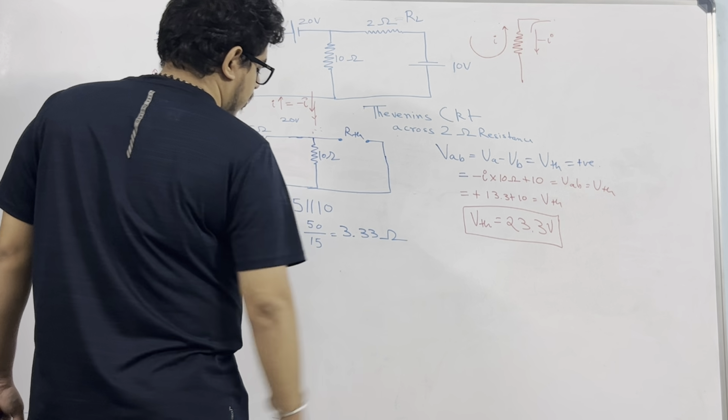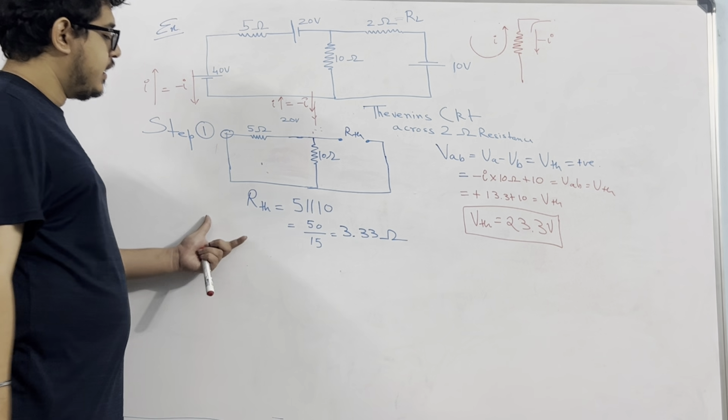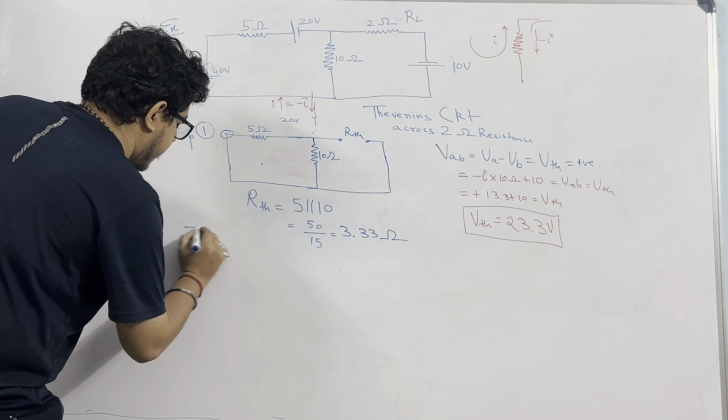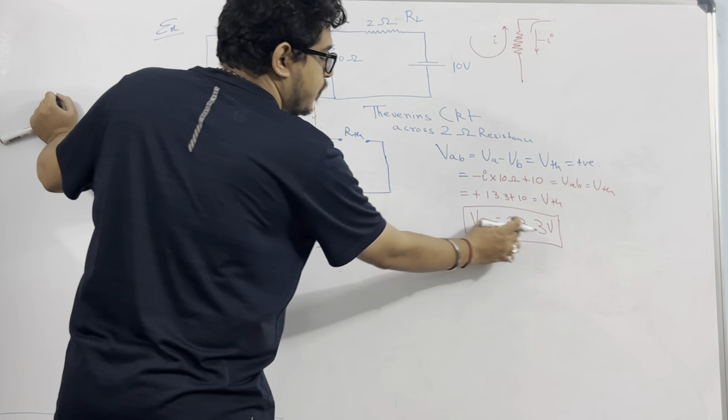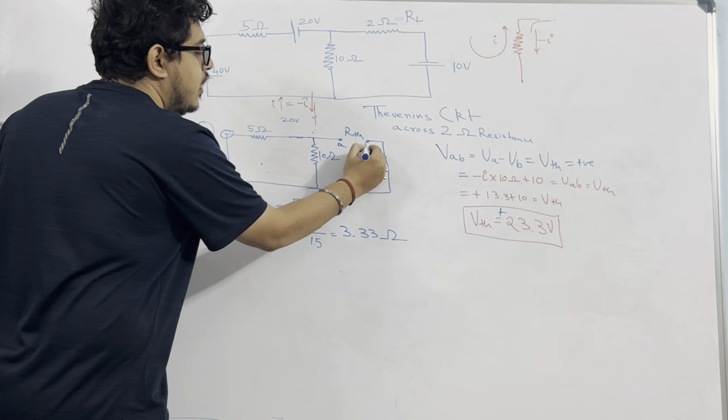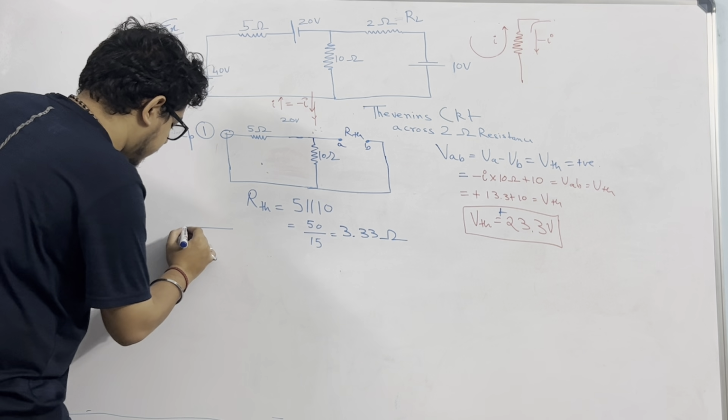3.33 ohms. Okay, so here is the R Thevenin. So the net circuit will be, okay, VTH is plus here. It's plus, and I went from A to B. So going A to B, it's positive. So A will be positive, connected to the positive terminal.